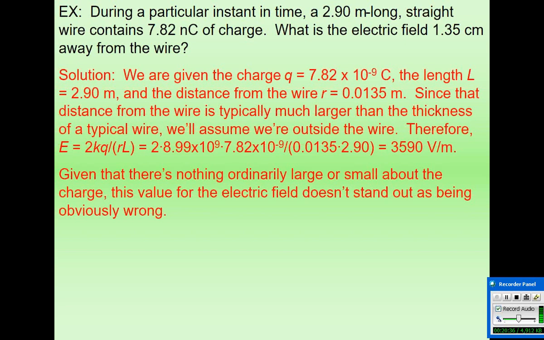And our expression for the electric field is that it's equal to 2kq over little r times L. We plug in our numbers, and we get an electric field strength of 3,590 volts per meter. You can also record that as 3,590 newtons per coulomb.